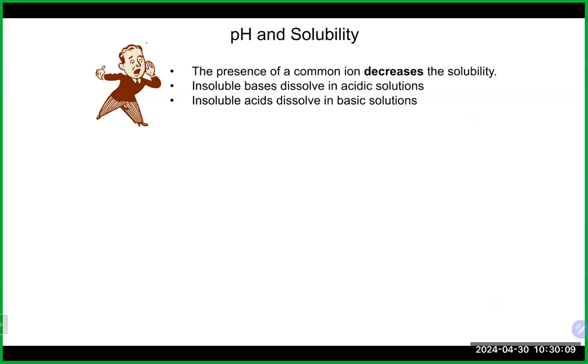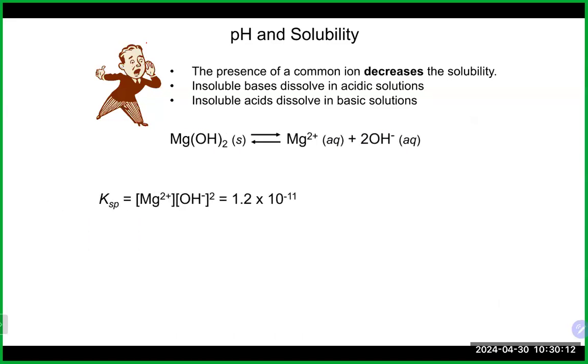Let's then talk about another important aspect of what affects solubility, and that's actually pH and solubility. So pH plays a really important role in terms of the solubility of a lot of things, especially things where there's hydroxide or H plus involved, acid-base type situations. So the presence of the common ion, as we just saw, does decrease the solubility. We have insoluble bases will dissolve in acidic solutions, and insoluble acids will dissolve in basic solutions.